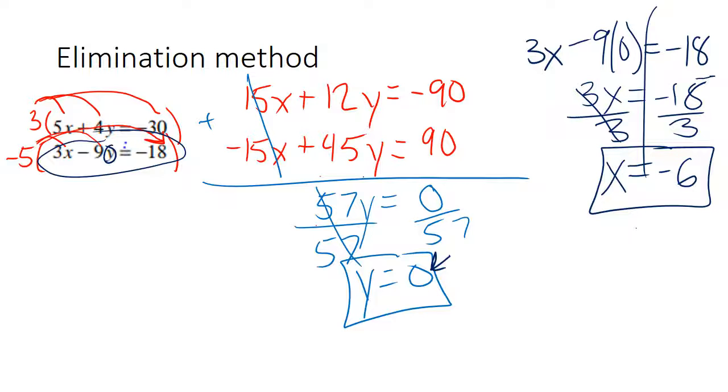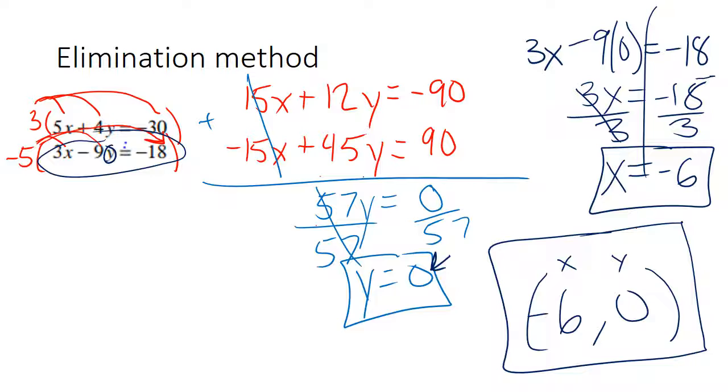Right, my point. Got to remember which goes first. X does, so it's negative 6, 0, x and y. Final answer.